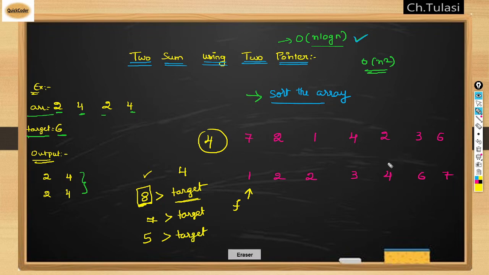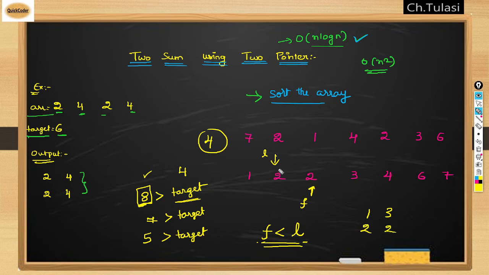Now to lessen this, I want to decrement the last pointer. Now 1 plus 3 gives me exactly 4. So now I can increment the first pointer by 1 and decrement the last pointer by 1. Now I can do 2 plus 2, again giving me 4. Now my first pointer is here and my last pointer is here, but in the while loop I am writing that my first should always be less than last. Here my first pointer is greater than last, so I will stop the loop. My answer will be 1 and 3, and 2 and 2.